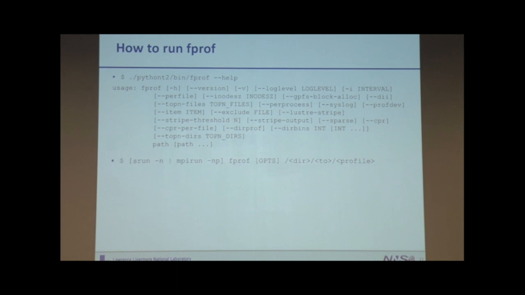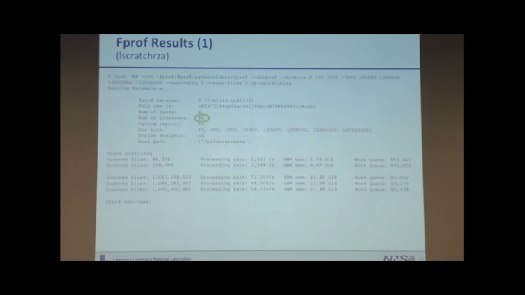I'm going to run through and show output from a sample run I did on one of our file systems. You can see it here on the command line at top. So I'm running on 96 processes, and I'm telling it to set up a directory size histogram and to print out the largest directories and the largest files. And then Fprof will print out a prologue, tell you what it's going to do, and then it'll start going through and print out periodic status updates of what it's doing and its processing rate.